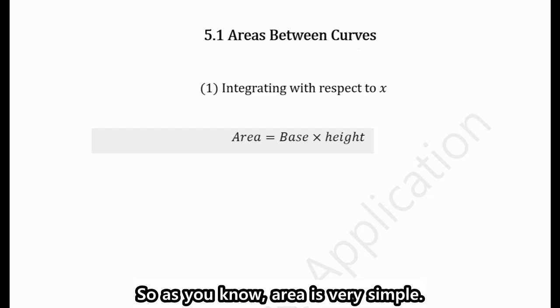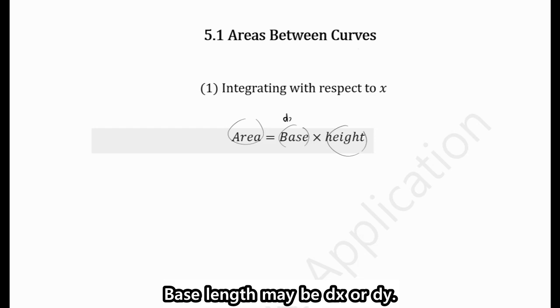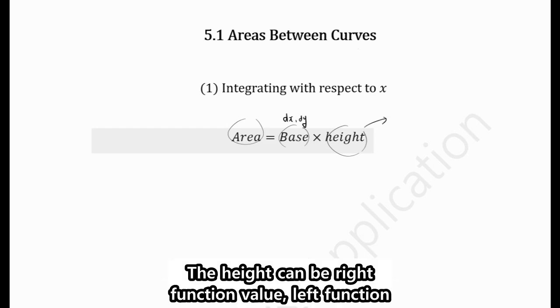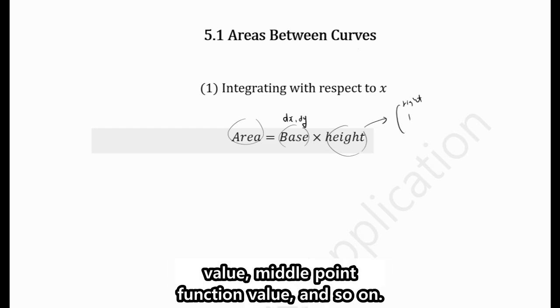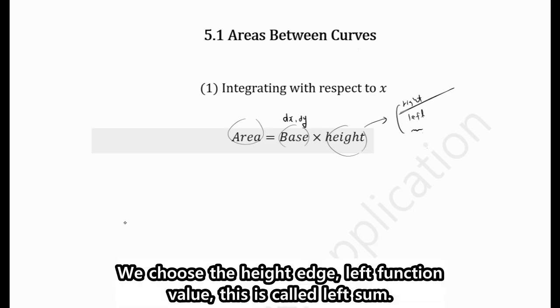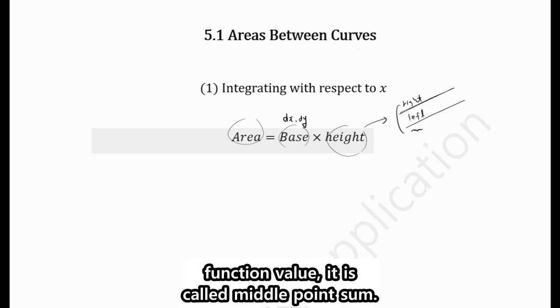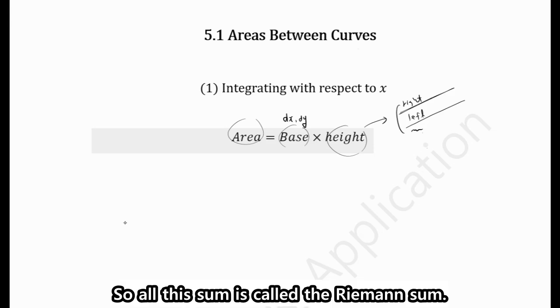As you know, area is very simple. Area is base length times height. Base length may be dx or dy. The height can be the right function value, left function value, midpoint function value, and so on. If we choose the height as the right function value, this is called a right sum. If we choose the height as the left function value, this is called a left sum. And if we select the height as the midpoint function value, it is called a midpoint sum. All these sums are called the Riemann sum.